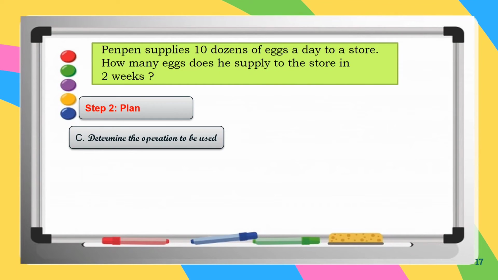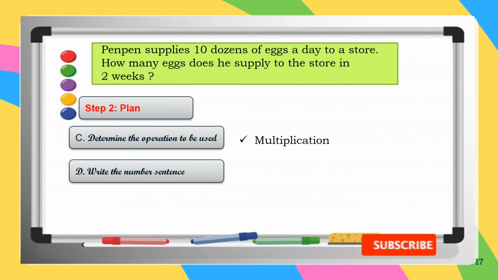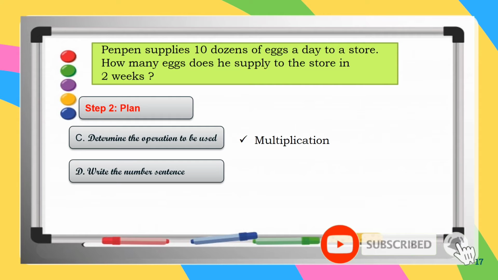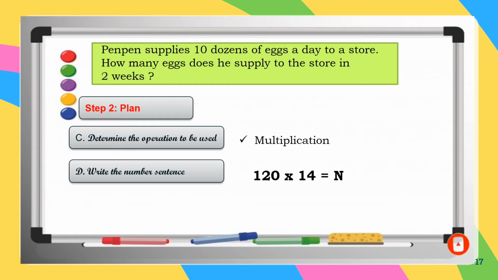Step 2 is to plan. Determine the operation to be used. In this problem, we're going to use multiplication. Write the number sentence. Our number sentence is 120 times 14 is equal to n.